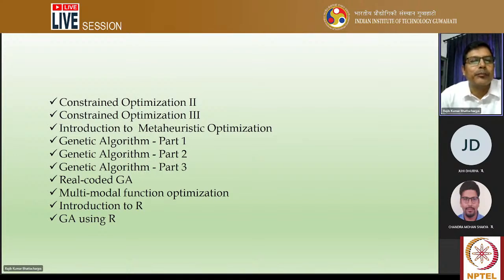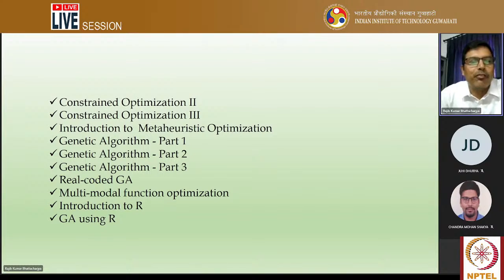As I have discussed, generally GA will give you the global optimal solution. If your problem has local optimal solutions along with the global optimal solution, in that case GA will give you the global optimal solution, but with a simple modification of the algorithm, we can also capture the other local optimal solutions. So that I have discussed.